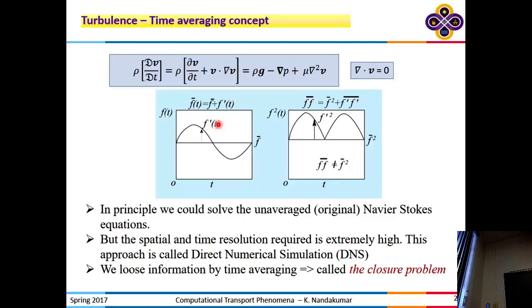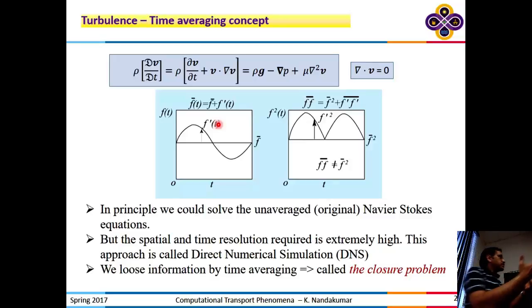But the integral of this term is the product of those two derivations. That is like this term. The integral of that is not 0. Okay? And that is the source of turbulence. That is the quantity that we need to model. It's called the Reynolds stress term.